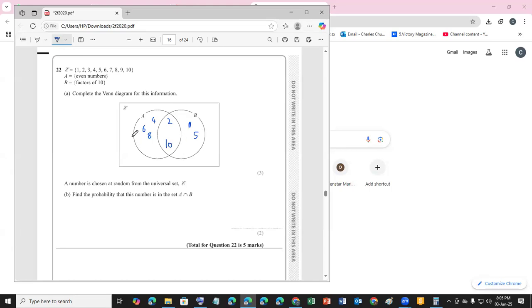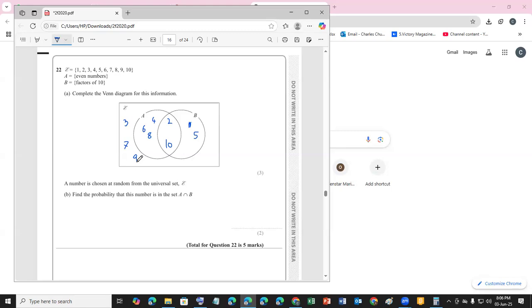Okay, so let's fill the rest of this shape with the remaining numbers. I can see that 3 is not in the picture. I can see that 7 is not in the picture. And I can see that 9 is not in the picture. So I think it's complete now. Can you check? 1, 2, 3, 4, 5, 6, 7, 8, 9, 10. It's complete, isn't it?